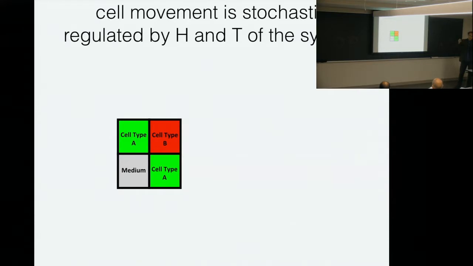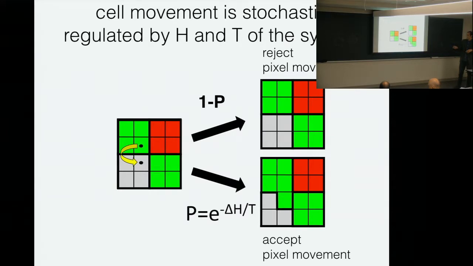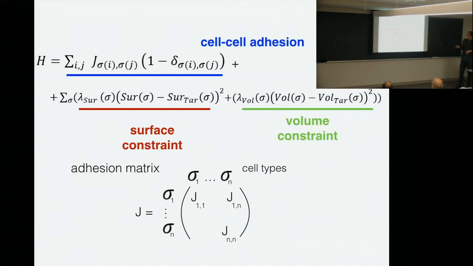Each cell is made of multiple pixels. There is movement of a single pixel of a cell, to simulate cell movement. At each time point there is a trial movement, which is accepted or rejected based on a probability function that depends on the energy of the state before the movement and after the movement. So, basically, the system tries to minimize this energy, and this energy is made up of three parts. The two constraints on the surface and on the volume are just to make sure that the cells have a reasonable shape.